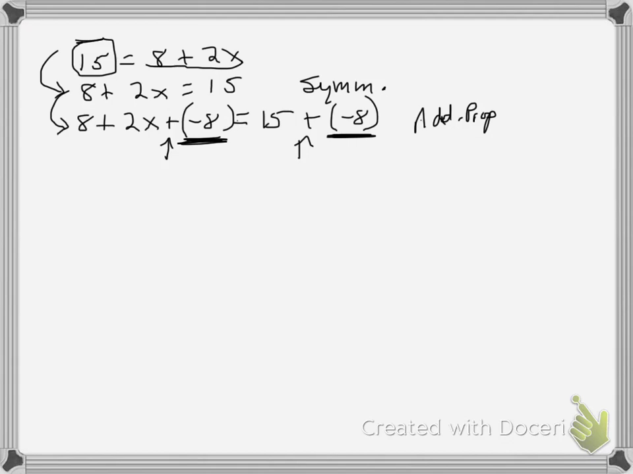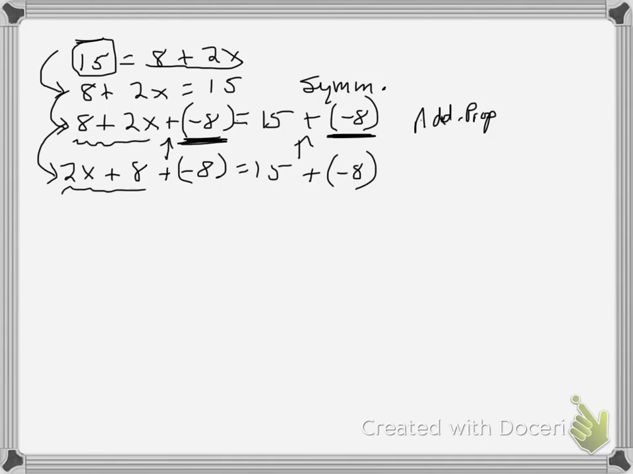Okay, then for the next one, what are we doing? We have 2x plus 8 plus negative 8 equals 15 plus negative 8. And again, to solve this, you're comparing this line to this line, and you have to identify what is different. And this is where this student gets the most mixed up. I'm just looking at the third line and the fourth line. What have I changed? Well, I've changed this right here. I've changed the order of that. What allows me to change the order of two terms? The commutative property of addition.